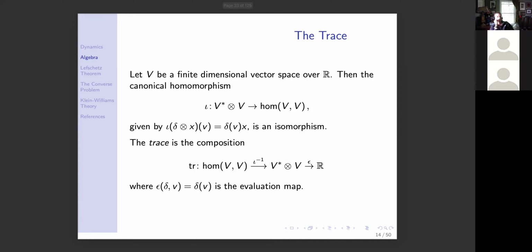Okay, so the trace is gotten as follows. This is an invariant description of the trace. Usually when we say trace, we take the sum of the diagonal entries of a matrix, but here I'm not choosing a basis. I'm just using the homomorphism iota. I invert it, and then I compose it with the evaluation map, which takes a covector and a vector and evaluates it. So that composition gives a homomorphism from the endomorphisms of V to the real numbers, and that's the trace operation, the classical trace operation.